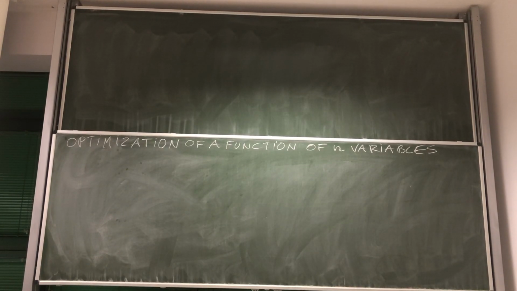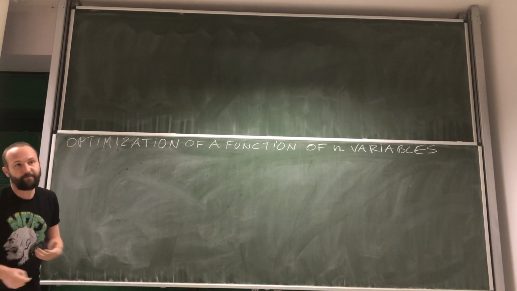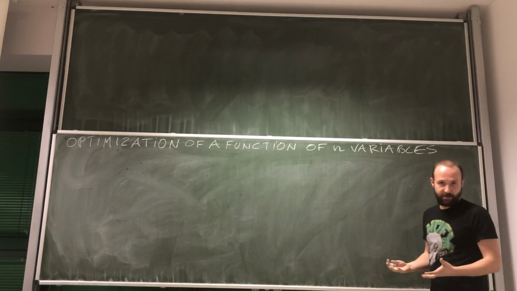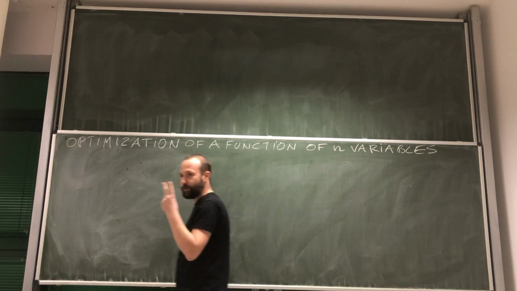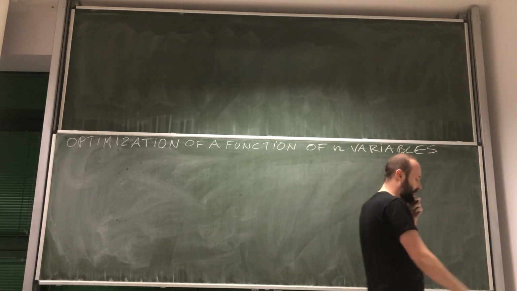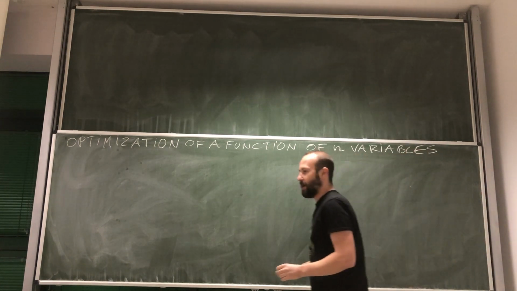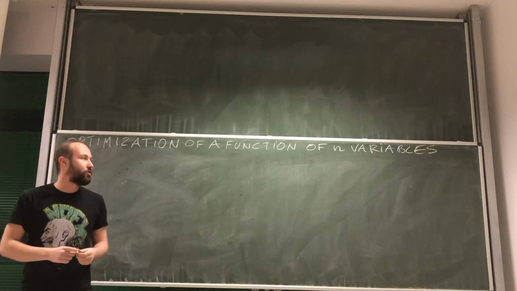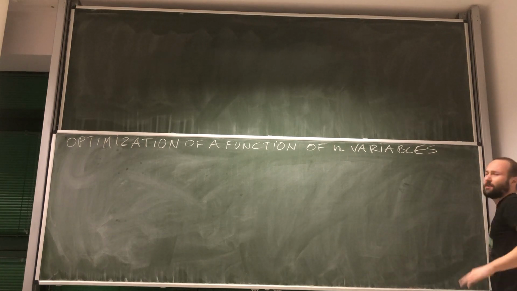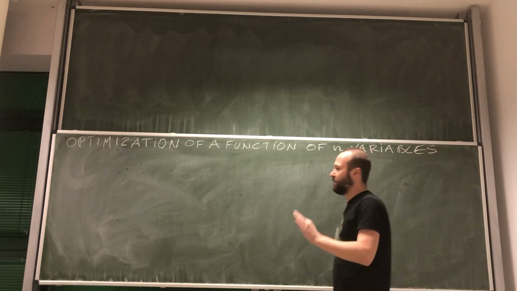Hi. In the previous three videos, we learned how to find a maximum and minimum of a function with two variables, z equals a function of x and y. Now, once we know how to do it, actually finding a maximum or a minimum of a function with n variables is becoming really easy, and we can deduce it straightforwardly from what we already know.